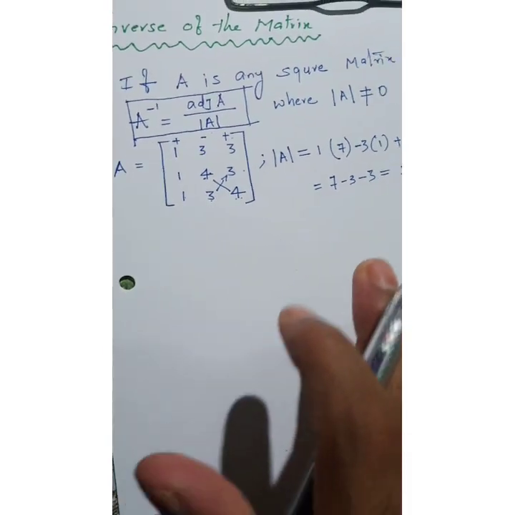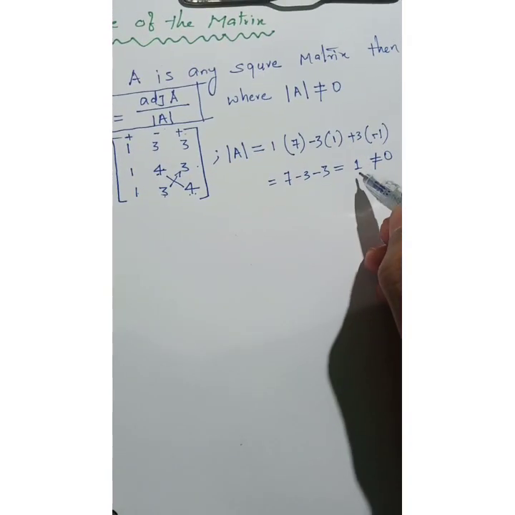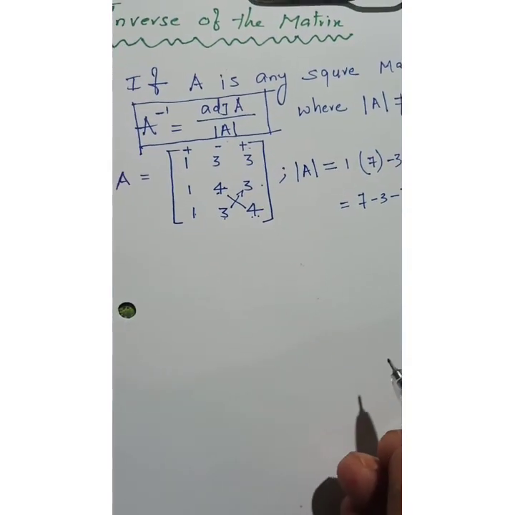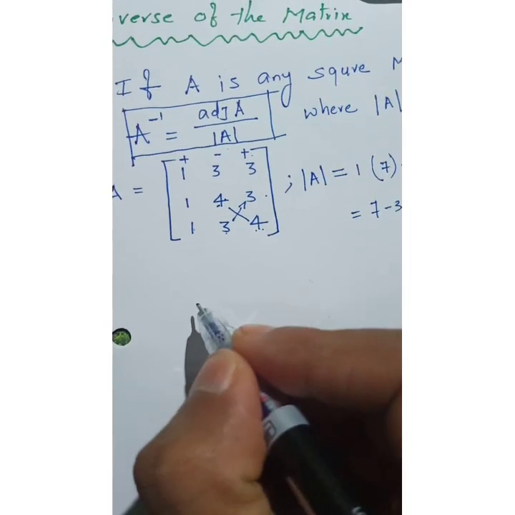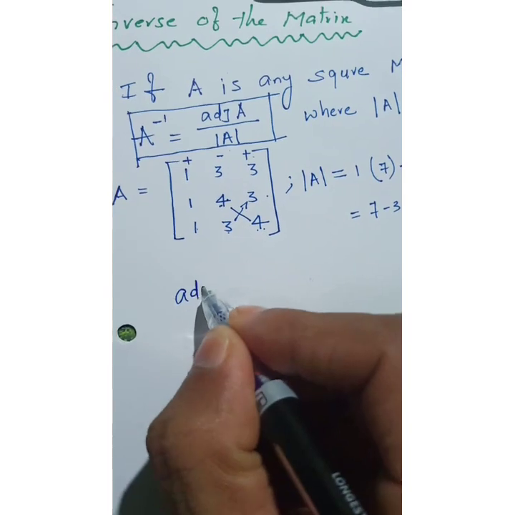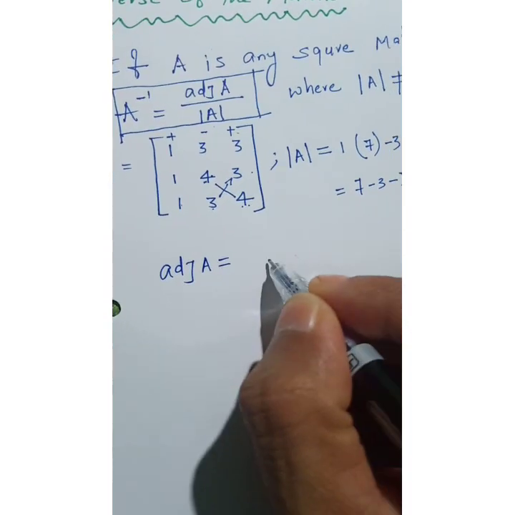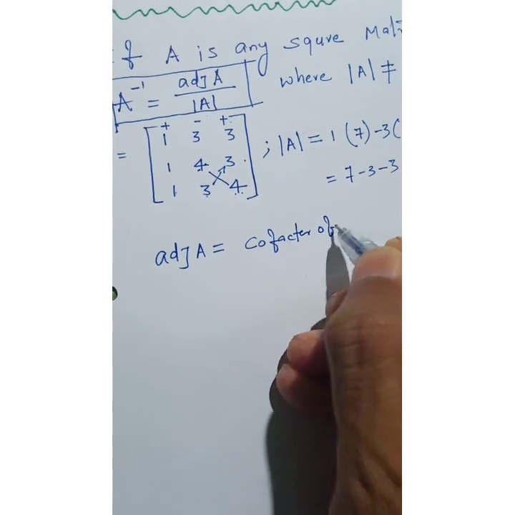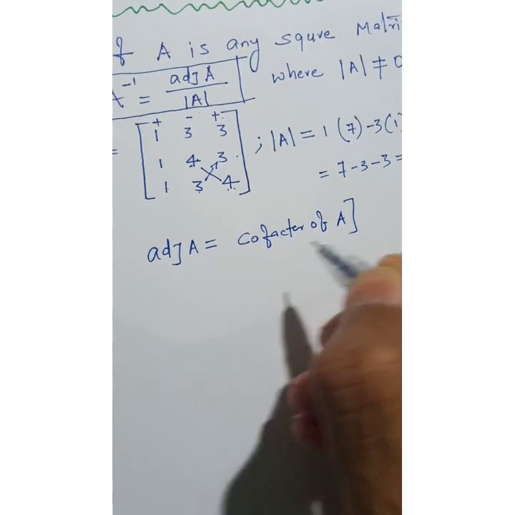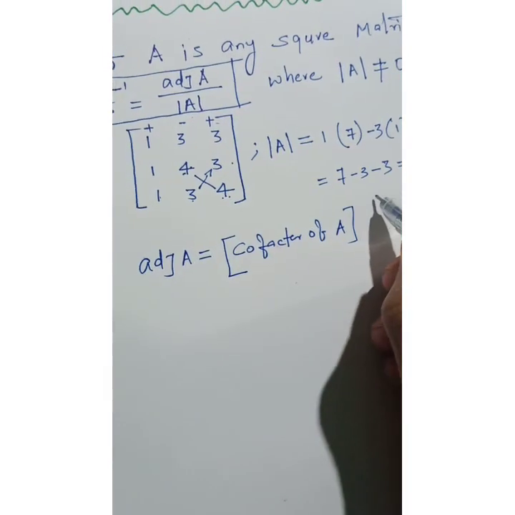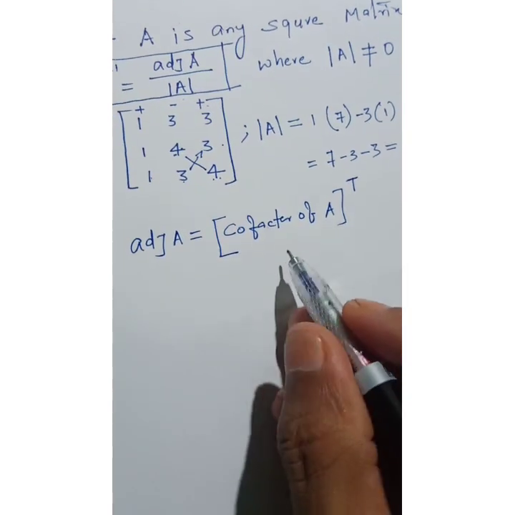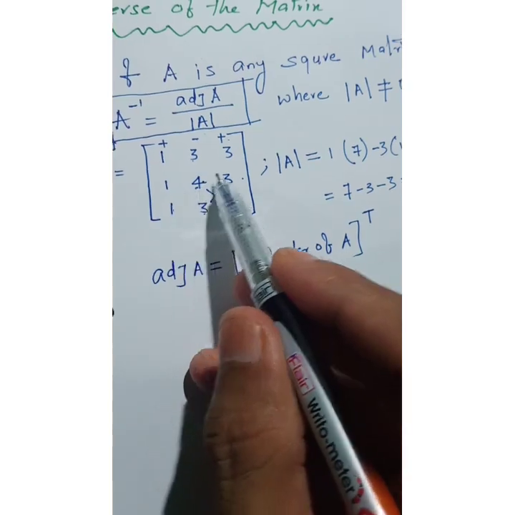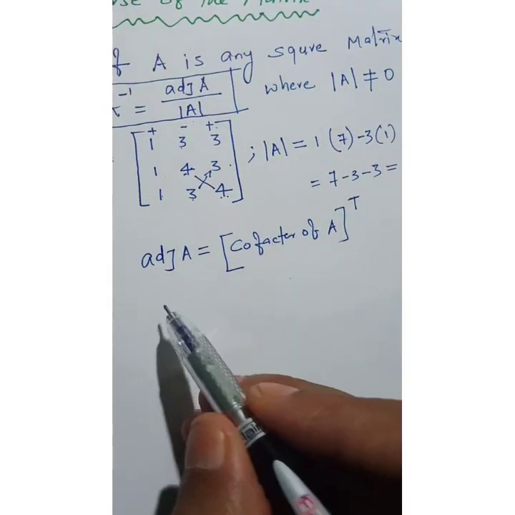Now we found det A equal to 1. We have to find the adjoint of A. For finding the adjoint of A, we know adjoint A is equal to cofactor of A transpose. So we have to find the cofactor of the A matrix first. The cofactor of each element we have to find, and then we have to take the transpose. That will give you adjoint A.